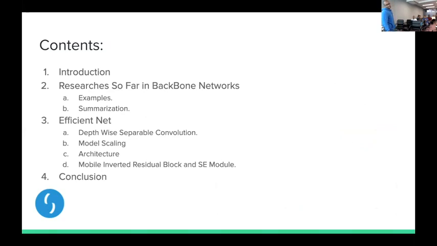These are the contents we are going to see today. This is the state of the art so far in backbone networks.